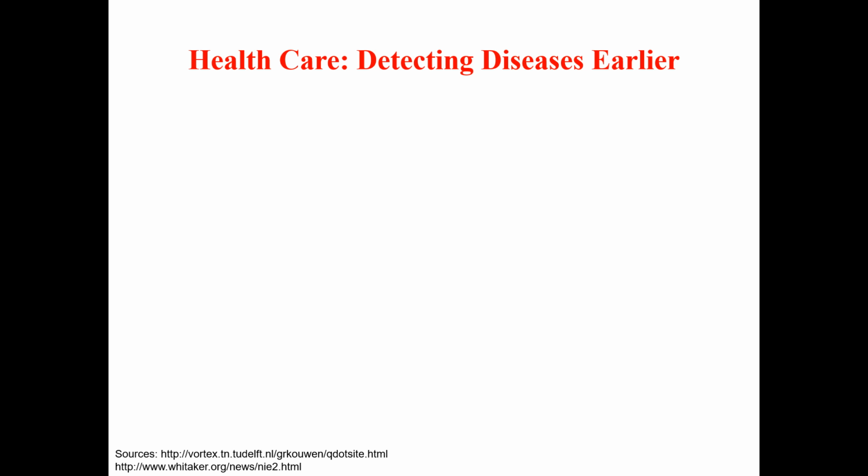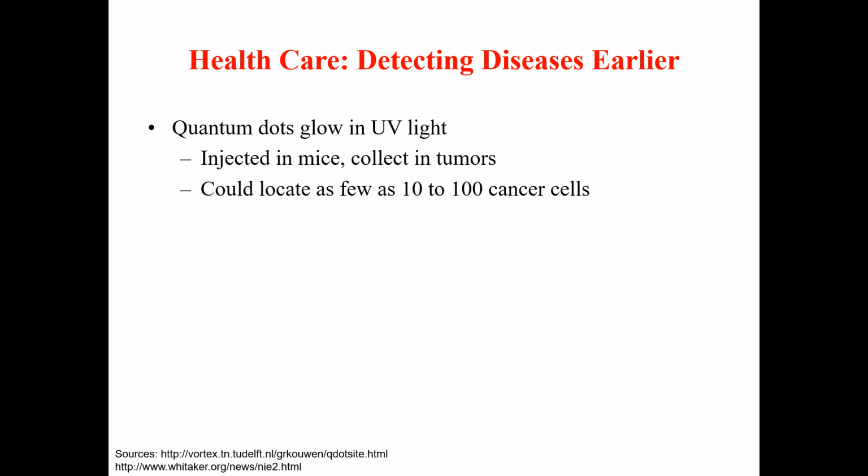Detecting disease earlier is one more spectacular application of nanoscience and nanotechnology in healthcare, that we can have the capability of detecting diseases earlier. What we actually do in this regard is use quantum dots, and you know that quantum dots glow under ultraviolet light. If we have quantum dots and we shine ultraviolet light on them, they glow. What we do with it is it's injected into mice. After injection, it's collected in tumors. It could locate as few as 10 to 100 cancer cells.